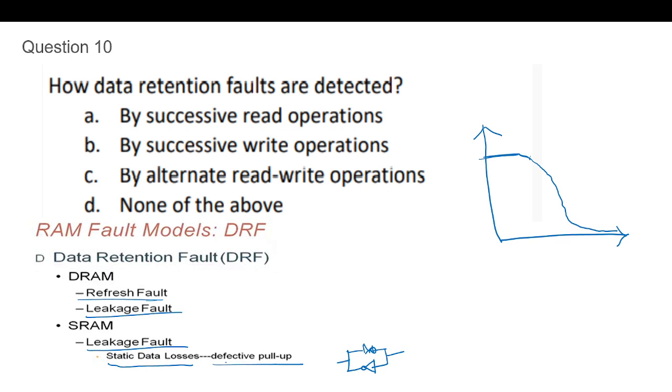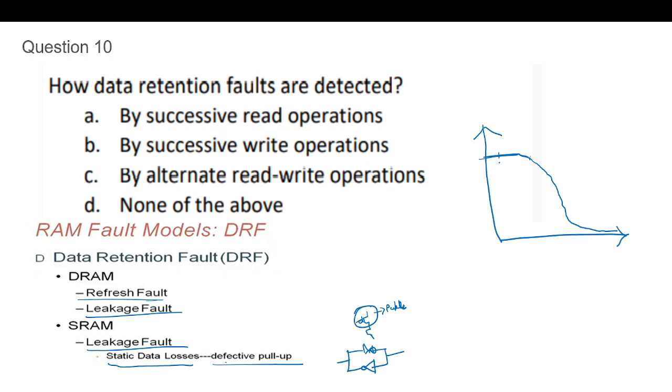So this back-to-back transistor, so there may be a pull-up and a pull-down transistor. If there is some fault in this pull-up transistor, that's why it's not properly pulling up to 1. So there is some leakage. So that can be one of the faults.